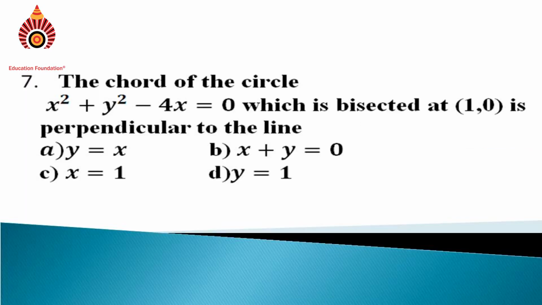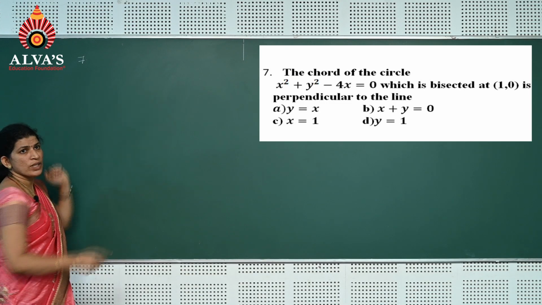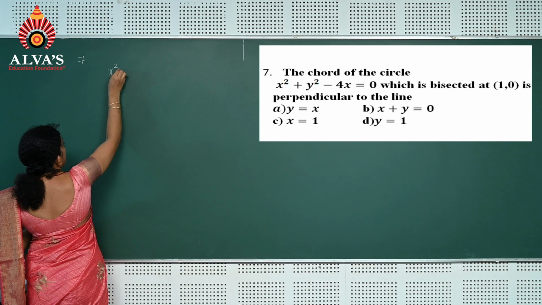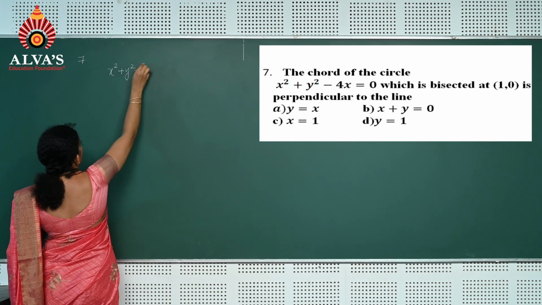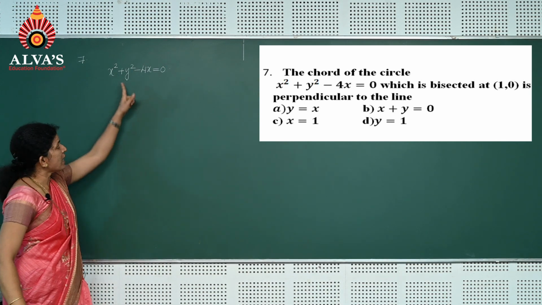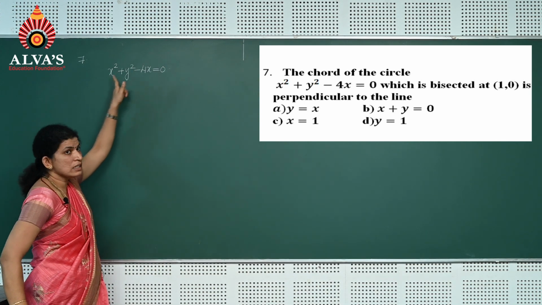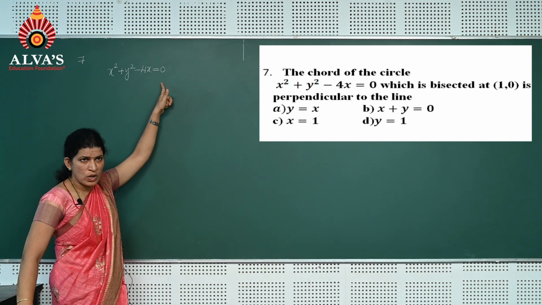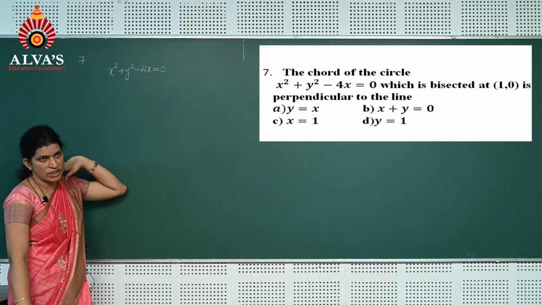Come to question number 7. The question is: the chord of the circle x² + y² - 4x = 0, which is bisected at (1, 0), is perpendicular to the line. Four options are there. See, the equation of the circle is x² + y² - 4x = 0. You can see that the circle passes through the origin because it is independent of a constant.